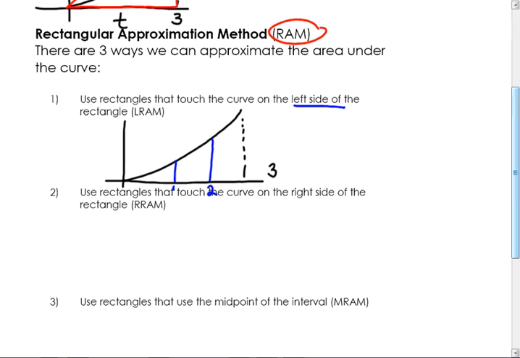I want the height of my rectangle to be determined by the function on the left side of the rectangle. It's called an LRAM. So when I do this, I'm going to draw my rectangle so it hits here, and that's what I'm going to use for my height. The corner hitting the left side of the curve. So then this one's going to be here. And where's this one going to be? It's going to be an area of 0, isn't it?